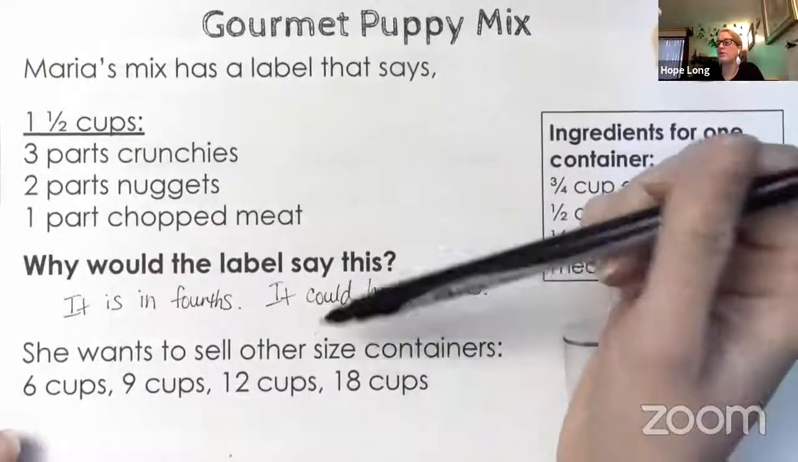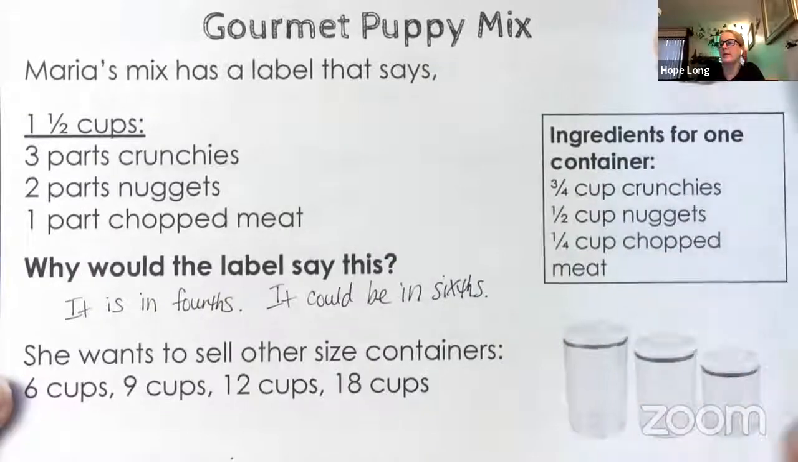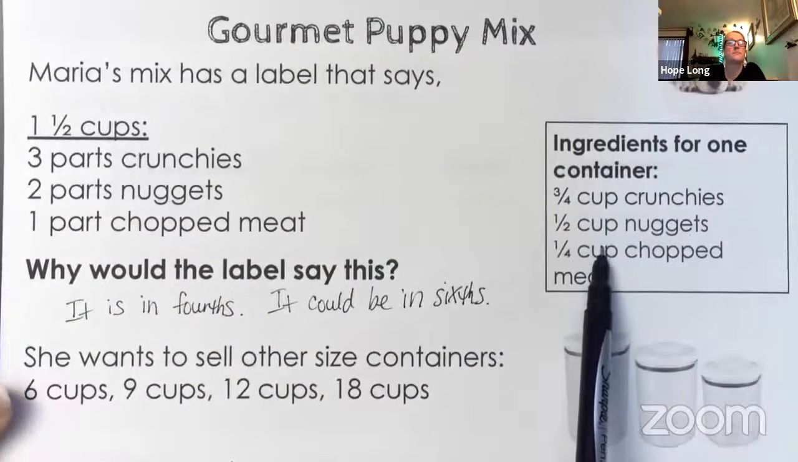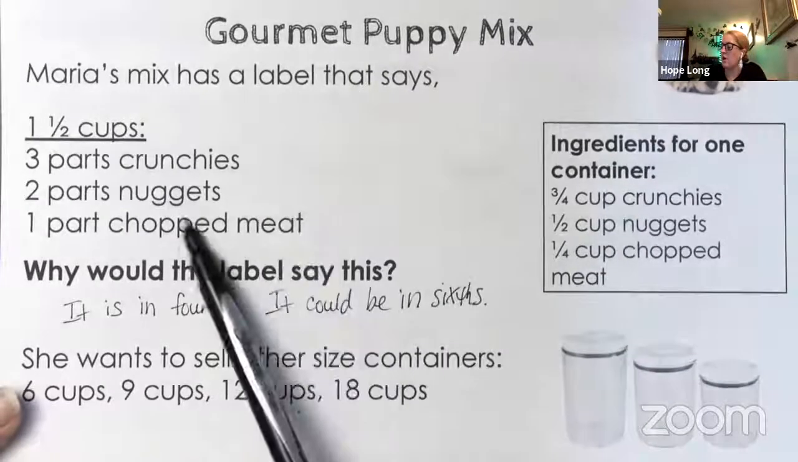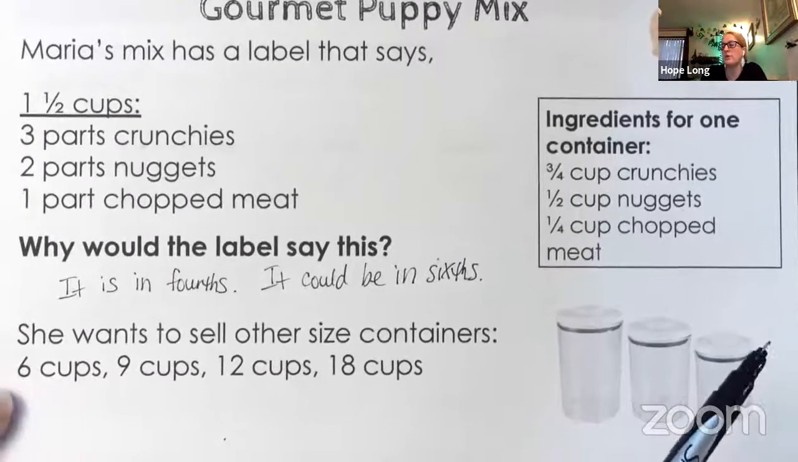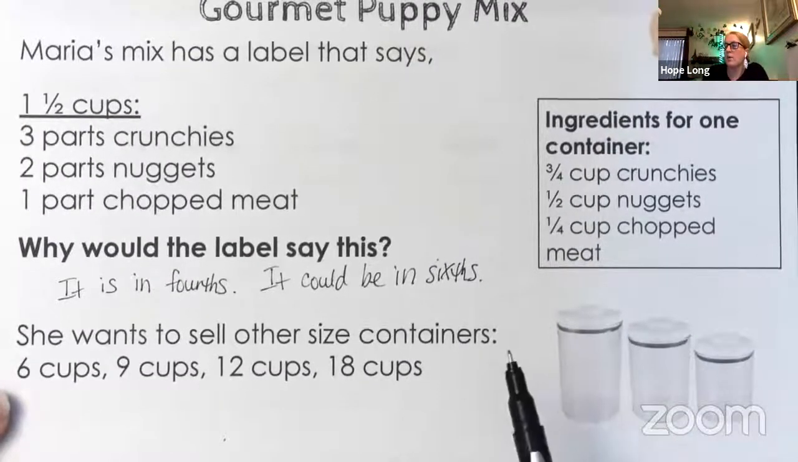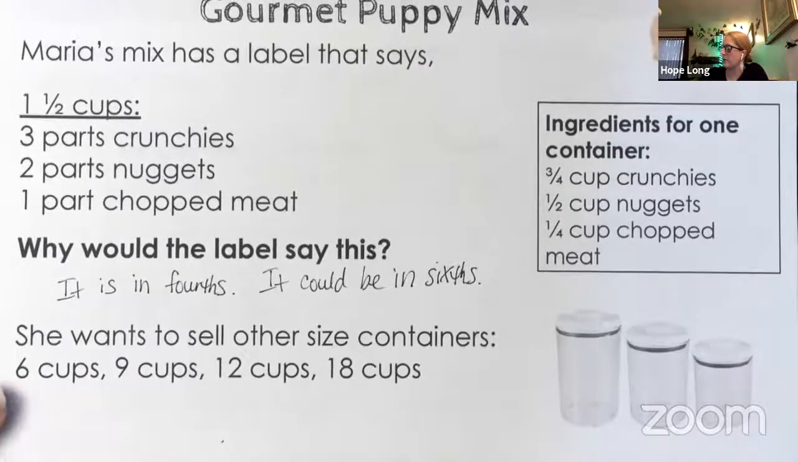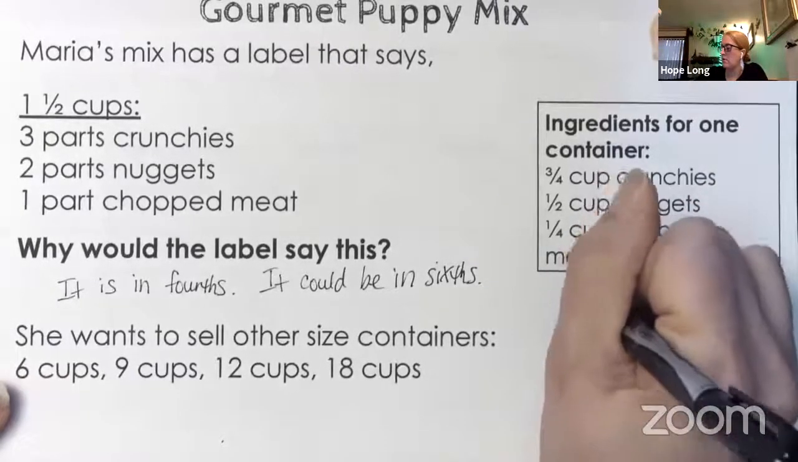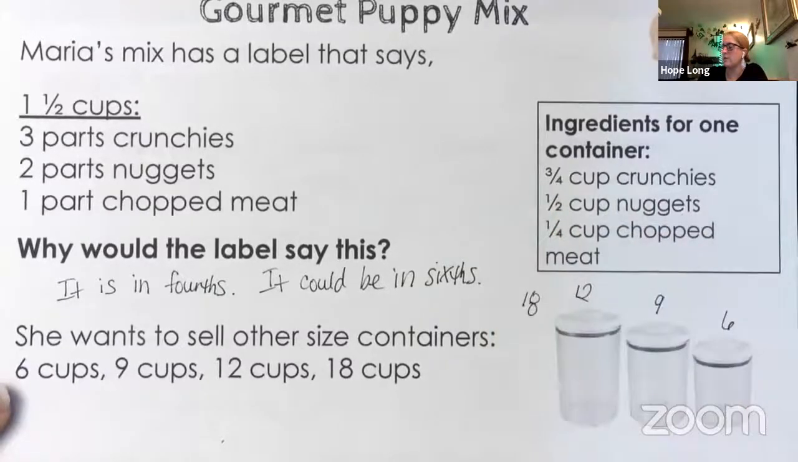Okay, but we do know that all of these ingredients can be ratioed to each other, right? So they're all going to relate together in ratios. Now, that's important to remember for today's work because Maria wants to sell other size containers. She wants to do a container that is also 6 cups, 9 cups, 12 cups, and then another container that's bigger that has 18 cups.